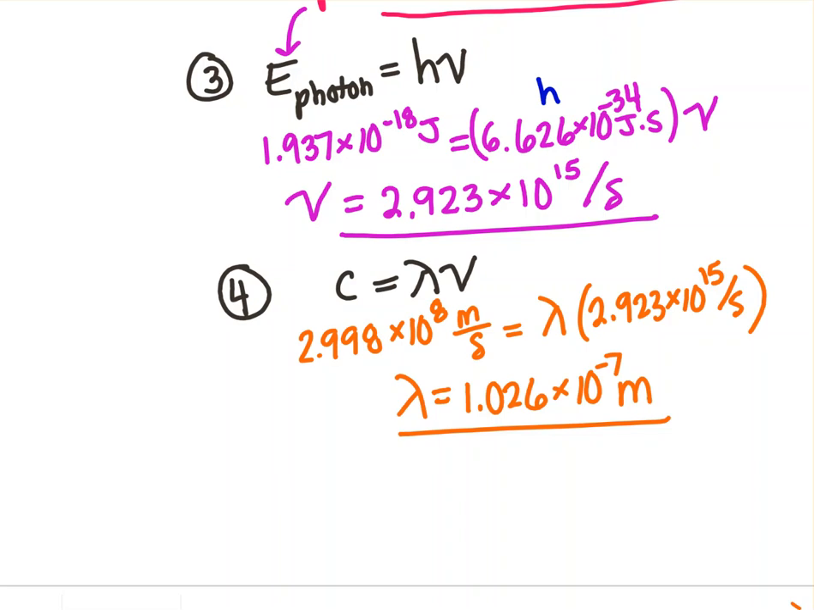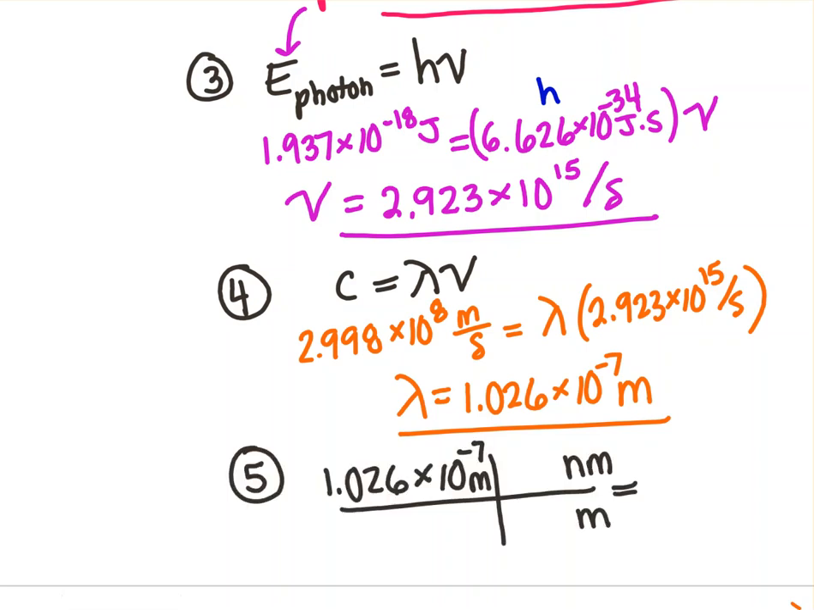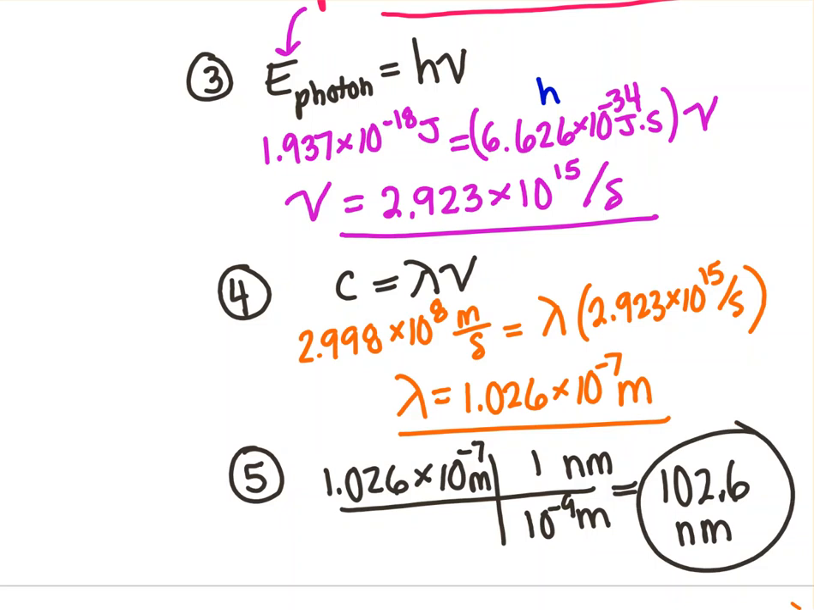So now I have the wavelength of light that is given off in meters, but in lab, we're going to need to convert that to nanometers. So the last thing is just a conversion. 1 nanometer is 10 to the minus 9th meters. So that's how I get there. And for my final answer, for a transition from n equals 3 to the first energy level, I will get light given off, and it'll be 102.6 nanometers.